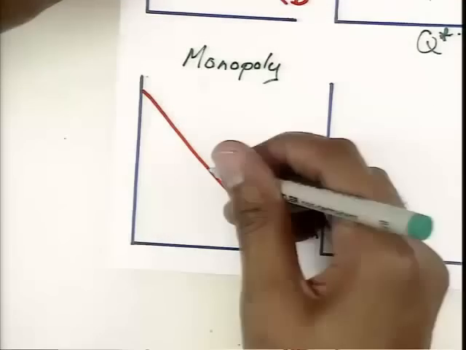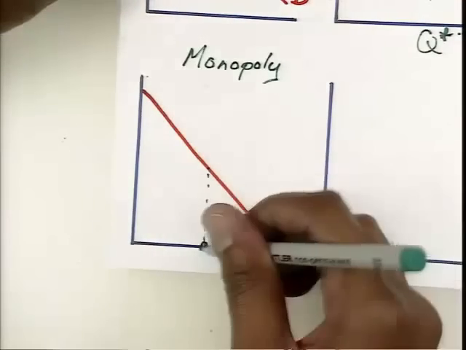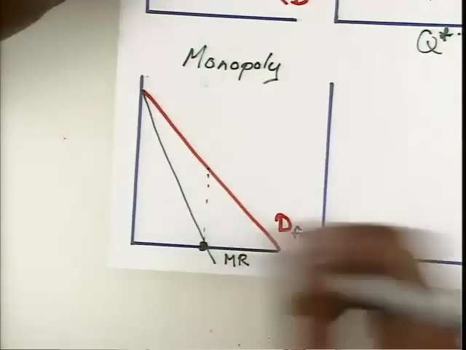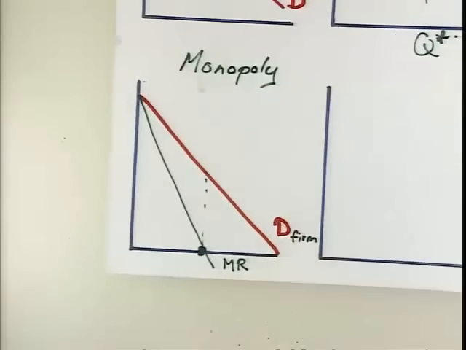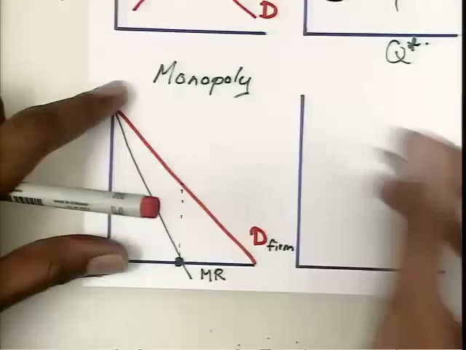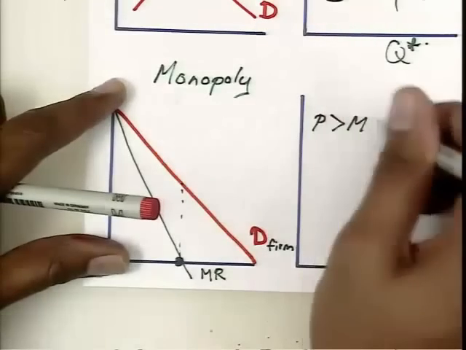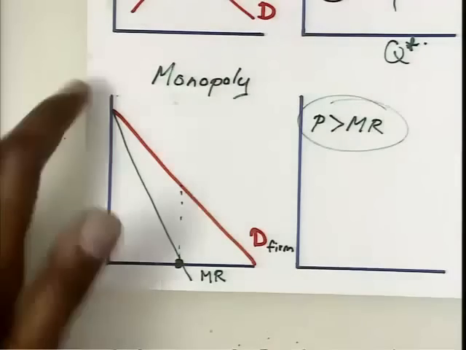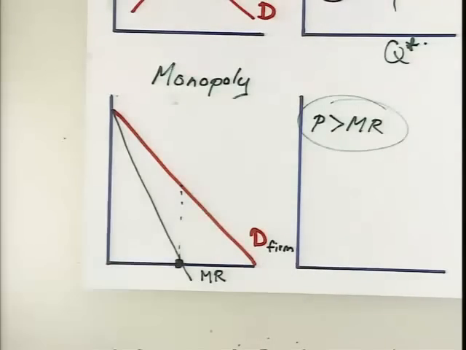Now, when the demand curve is downward sloping, I've done this a few times already, the marginal revenue is exactly 2 times as steep as the demand curve. When demand is downward sloping, the price is greater than MR. When I sell an extra unit, my extra revenue is not equal to price, because demand is downward sloping, I need to reduce the price of the previous units as well.